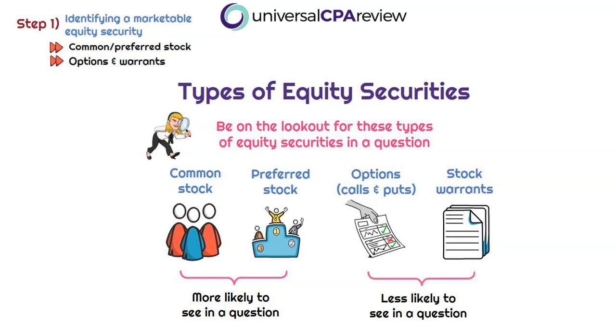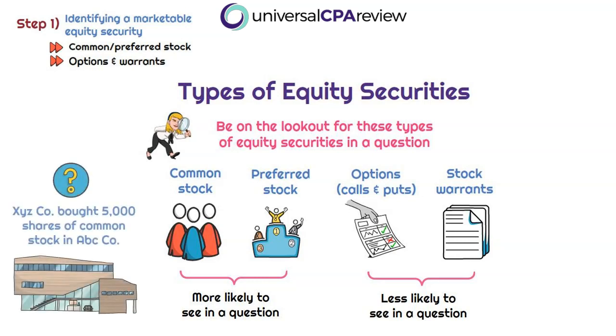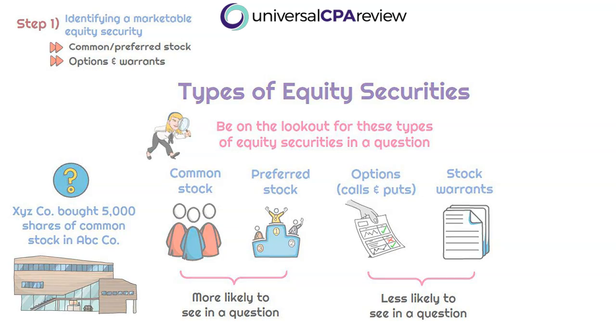It's less likely to see a question about options and stock warrants that relates back to how to calculate the unrealized gain or loss, mainly because the exam is no longer saying you need to do all those calculations, because trust me, those are very difficult. So most questions, and you'll see these when you practice the multiple choice questions in this module, relate back to common and preferred stock. It will say something like, XYZ company purchased 5,000 shares of common stock in ABC company. As straightforward as that, and you'll go, that's a marketable equity security. Now I know we need to move to step 2.